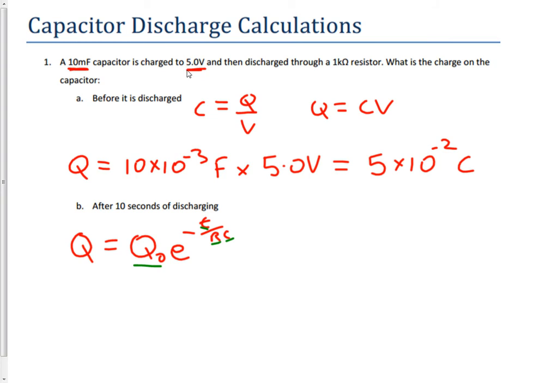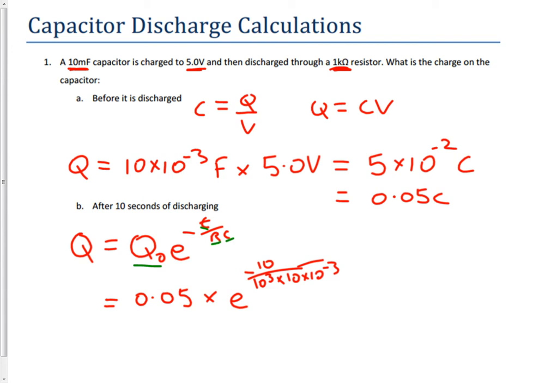So Q naught is 5 times 10 to the minus 2, which is 0.05 coulombs. I might actually write it out like that. Might be neater, might not, we'll see. So it's 0.05 coulombs times e to the minus, t is 10 seconds, divided by R, which is 10 to the 3 ohms, because it's kilo ohms, times the capacitance, which is 10 times 10 to the minus 3.